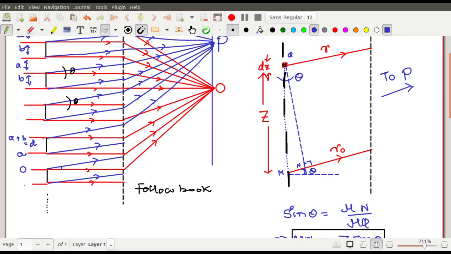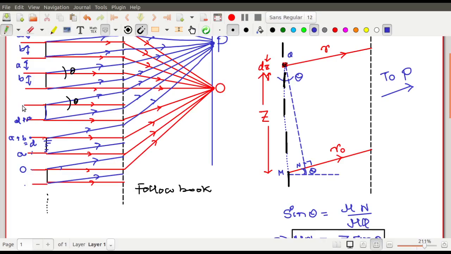So I have to integrate from 0 to a, then I have to leave this space. This part will not be integrated, it will be left, and then again I have to start from d and go to d plus a. Is it clear? From 0 to a, then leave this space, and then go from d to d plus a. Then again you have to leave a space equivalent to b.